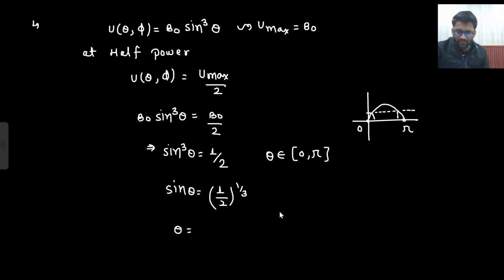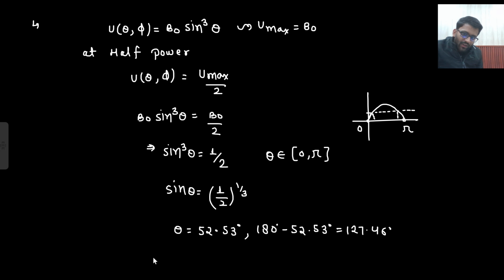Oh, sine inverse, I forgot to take sine inverse. 52.53 degree. And what will be the other one? Another one will be 180 minus 52.53. Say yes or no? Are you getting this point? Whatever is happening from here, the same thing is happening from this side. So 180 minus 52.53 is 127.46 degree.